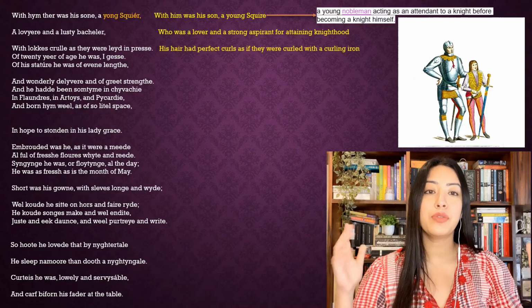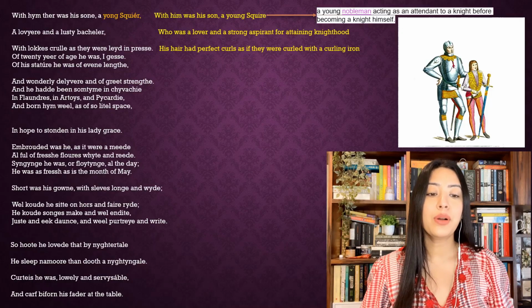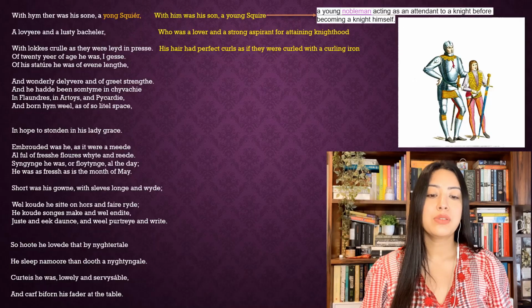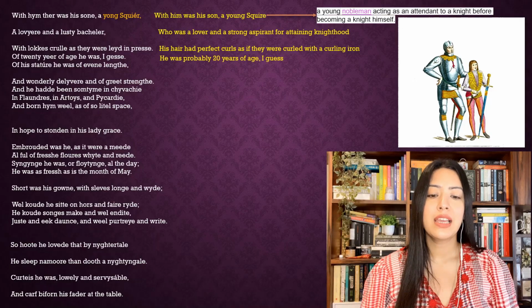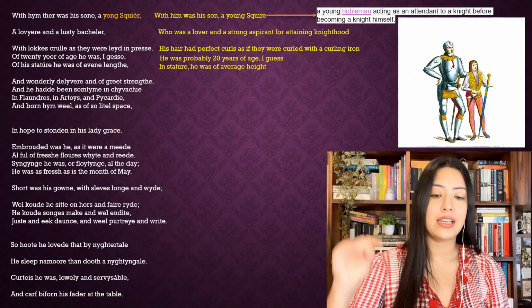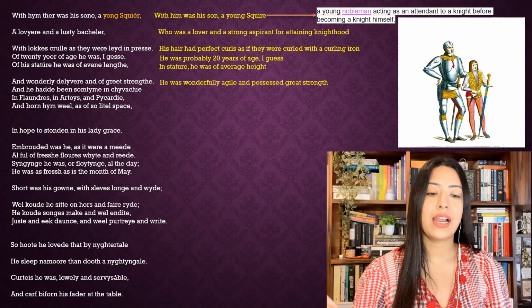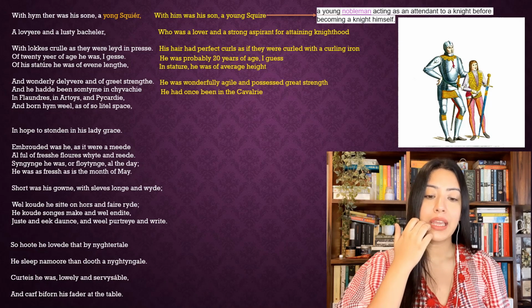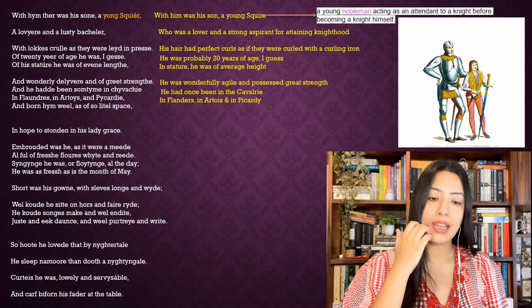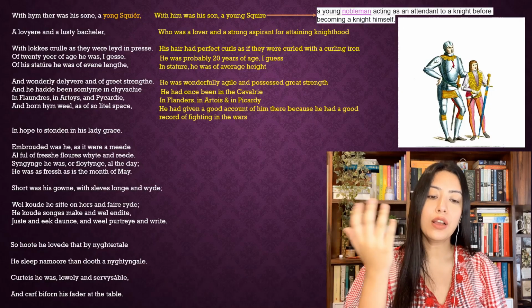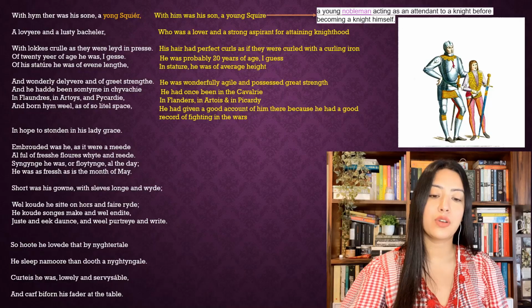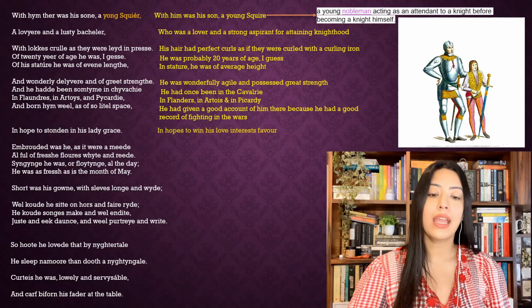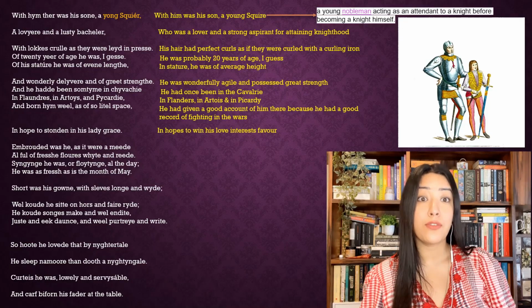His hair had perfect curls, as if they were curled with a curling iron. He was probably 20 years of age, I guess. In stature, he was of average height. He was wonderfully agile and possessed great strength. He had once been in cavalry in Flanders, in Artois and in Picardy. He had given a good account of himself there because he had a good record of fighting the wars in hopes to win his love interest's favour.